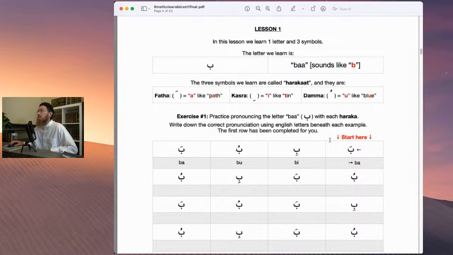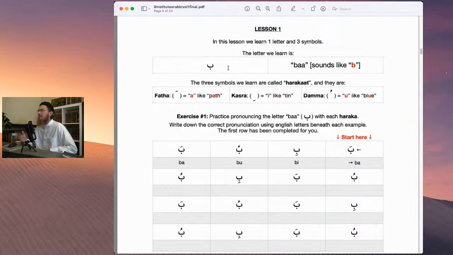When we go through these exercises, we're going to write the transliteration. We're going to write a B for the letter ba. So it's important to put that together. Eventually, you are going to progress to the point where you don't need to think about the English B. You're just going to know this is a ba, and you're going to know what sound it makes. But it's important to take baby steps.